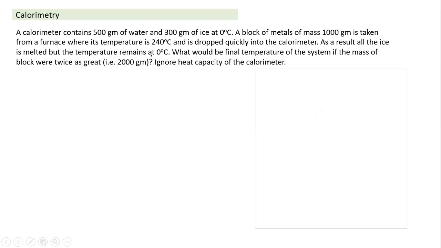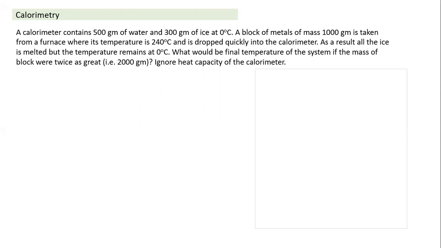Calorimetry is a fairly simple topic. In case of an isolated system, the heat gain is equal to the heat loss. So let's look at some more applications of the same. What is given here? A calorimeter contains 500 grams of water and 300 grams of ice at 0 degrees. So they are water and ice, in the state of thermal equilibrium.